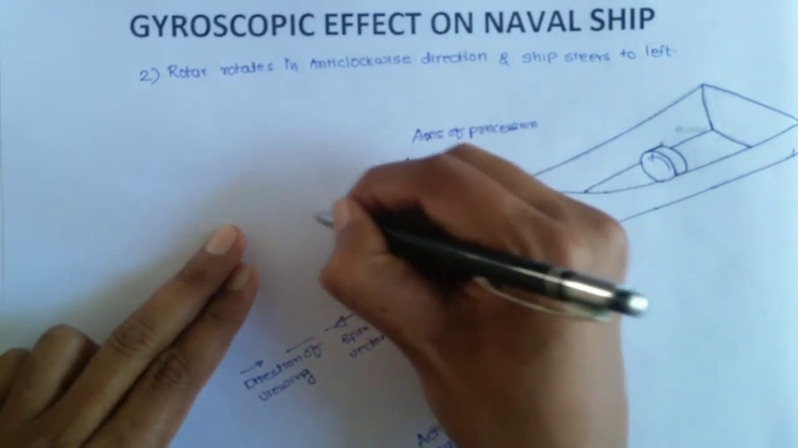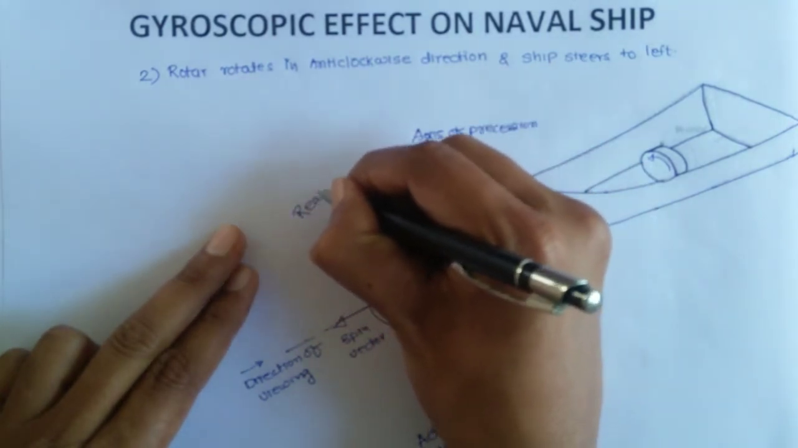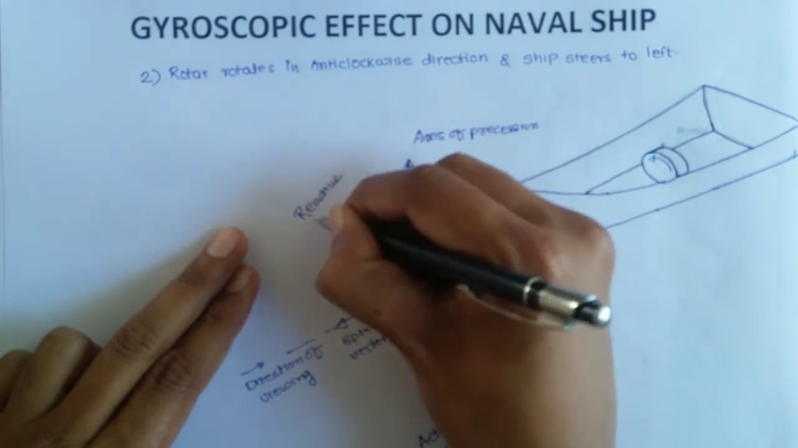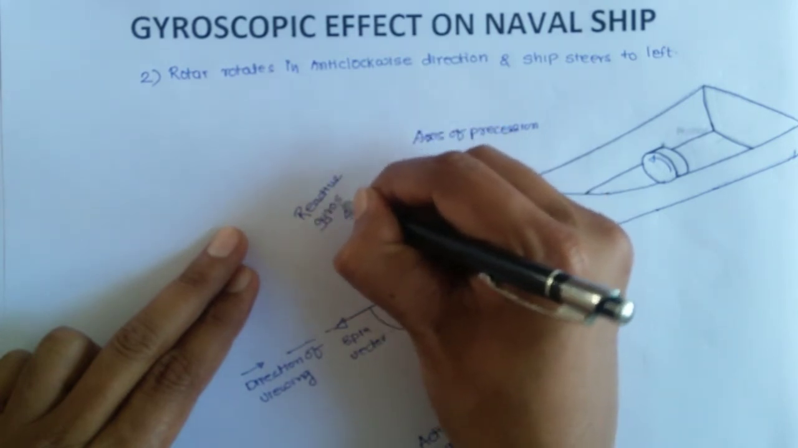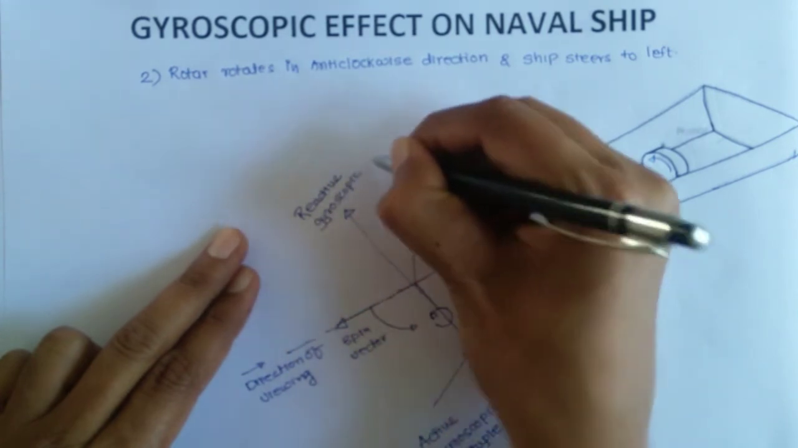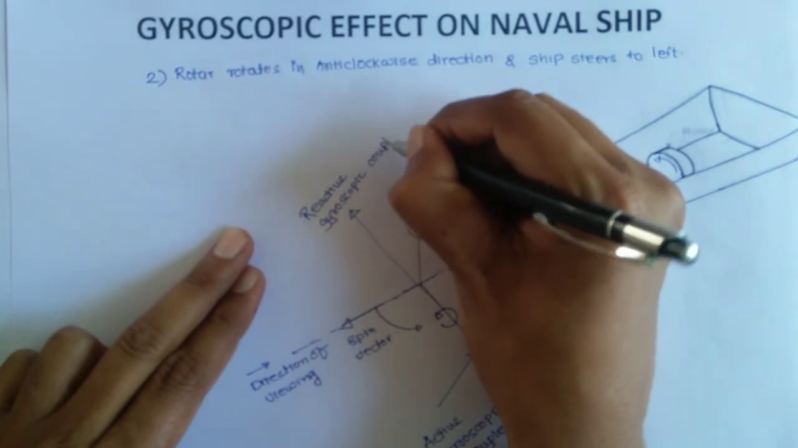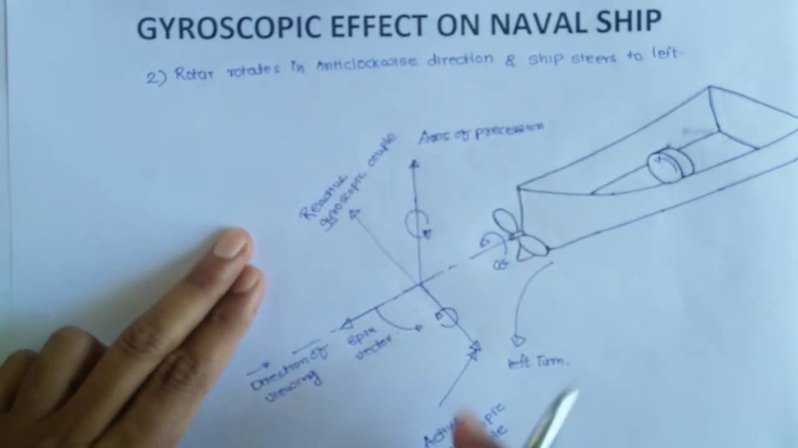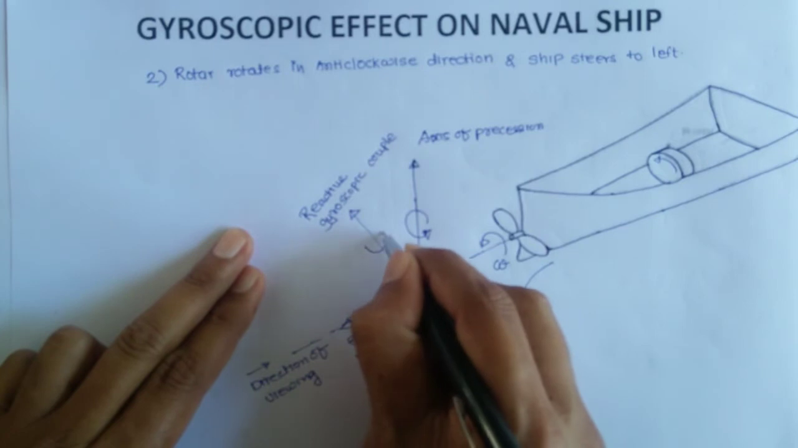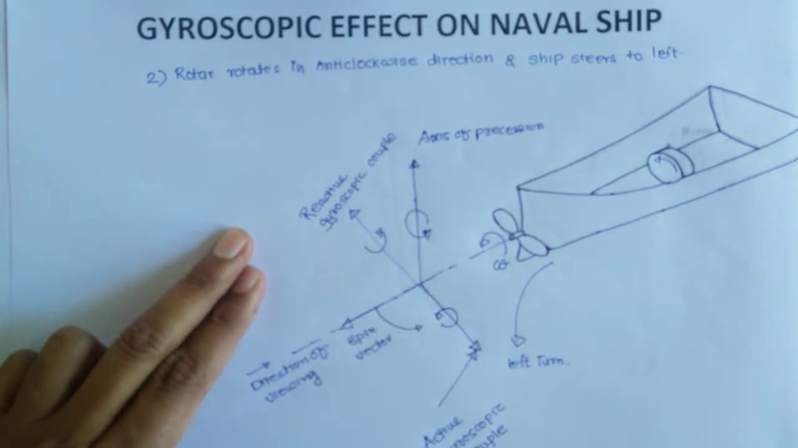Okay, now we know that reactive gyroscopic couple is always in opposite direction to the active gyroscopic couple. So this one is our reactive gyroscopic couple. So this is our reactive gyroscopic couple, and this is the sense.